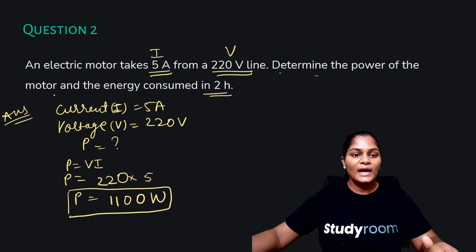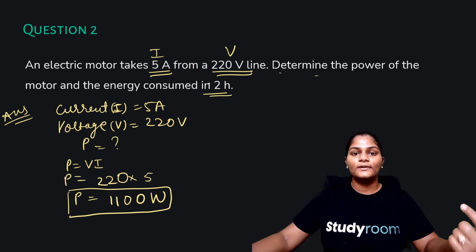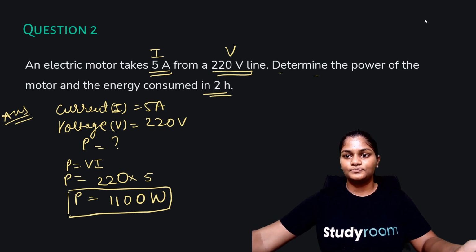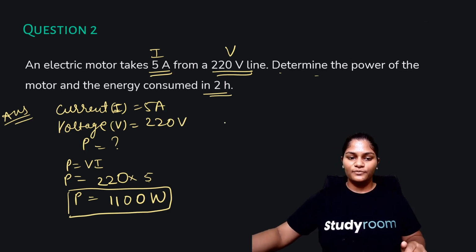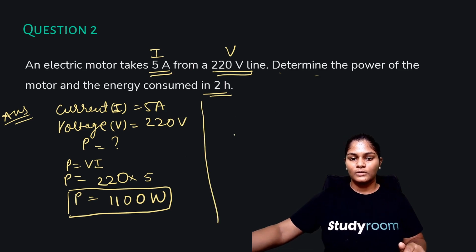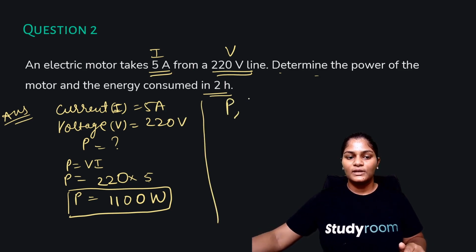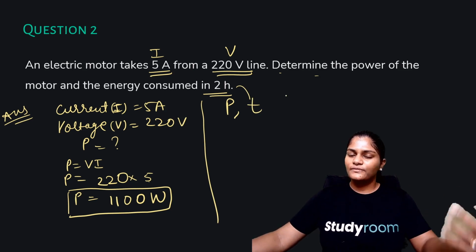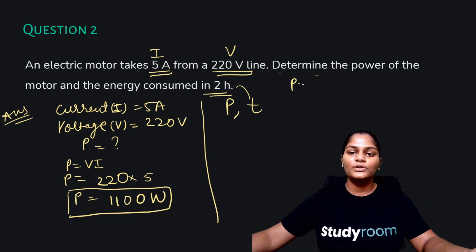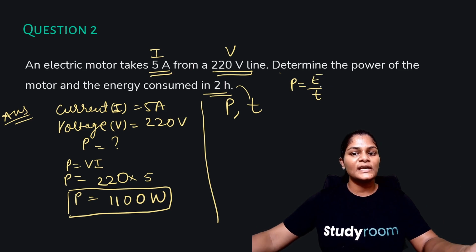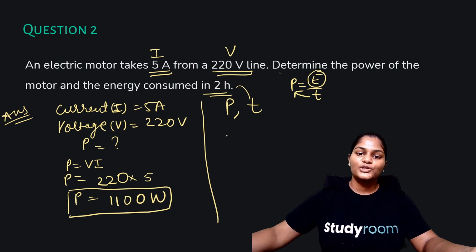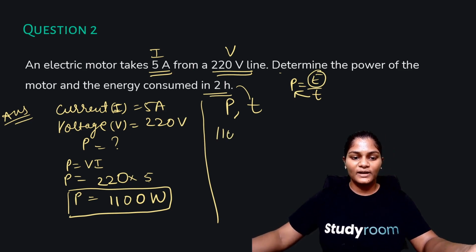Now the next part says the energy consumed in 2 hours, right? So now think about it. We have power and we have time also. Time is given to us. We have P and we have T. Can we find energy from here? Obviously, we know that power is nothing but work upon time, or if we replace work by energy, it is energy upon time. So what is energy? It is nothing but power into time. So power is 1100 watts, and this is our energy.